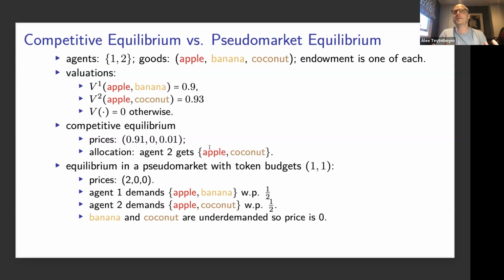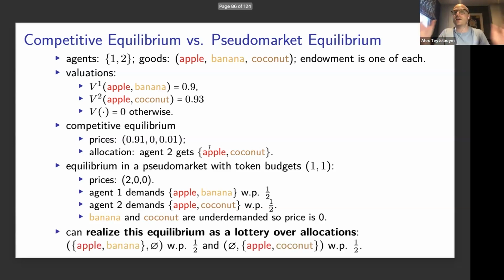So can I turn this lottery from a lottery for each agent into a lottery over allocations? And in this case, the answer is yes. It's really obvious. In one case, you have an allocation in which agent 1 gets the apple and the banana, and agent 2 gets nothing, and we do that with probability of half. And in the other case, agent 1 gets nothing, and agent 2 gets the apple and the coconut. And this allocation happens with probability of half.